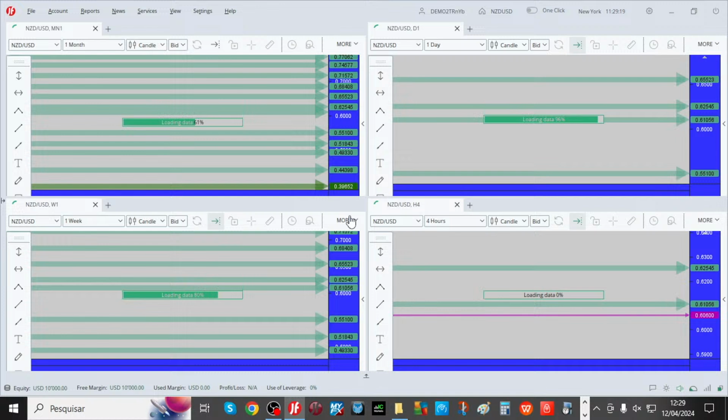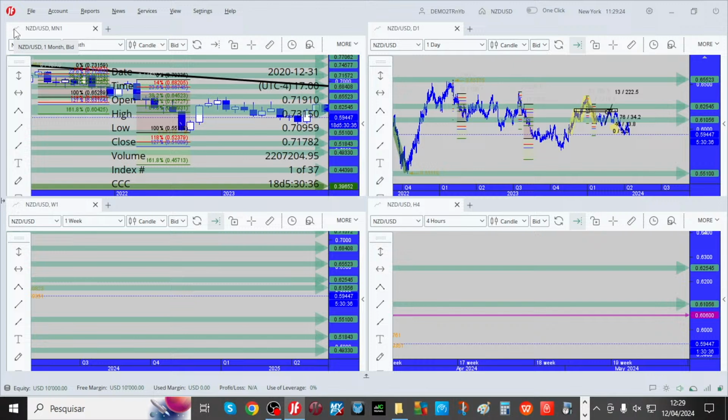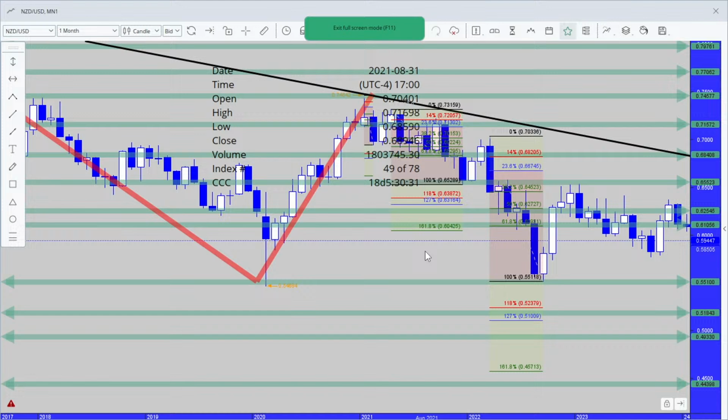Buy or sell as general direction. It's the same process, exactly. We start with the monthly, all right? We go on the monthly, give me a second.